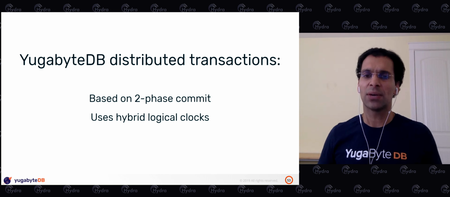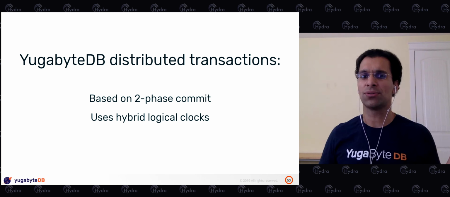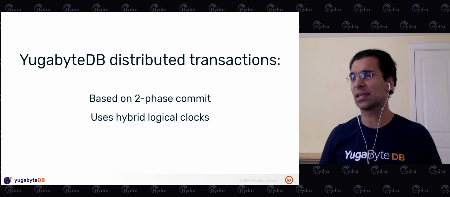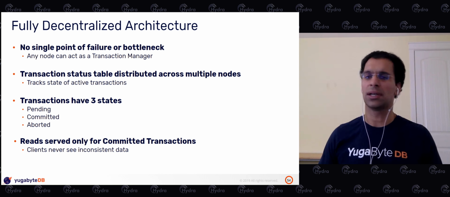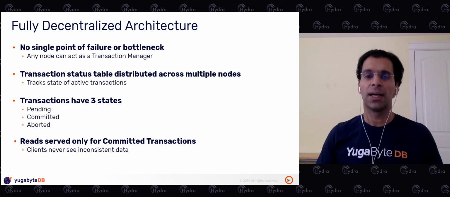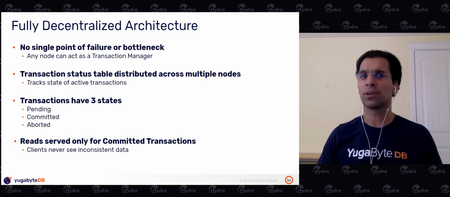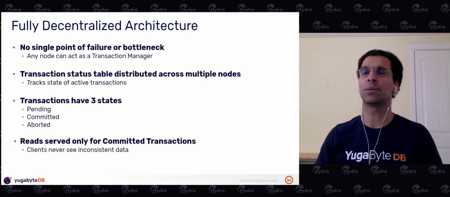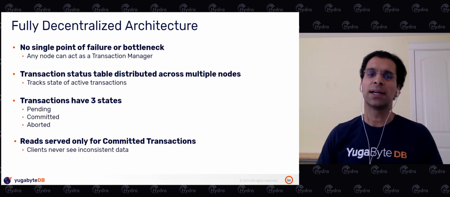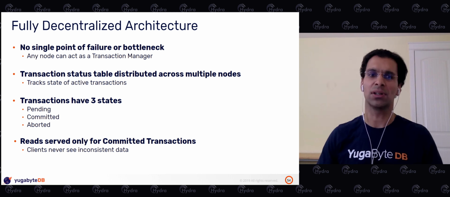Okay, so let's look at how this works. At a high level, as we talked about, it's based on a two-phase commit, and it uses hybrid logical clocks. We'll look at what hybrid logical clocks are a little later, but let's look at how the overall transactions work. In Yugabyte, the transaction architecture is fully decentralized, so there's really no single point of failure or single bottleneck. There's no timestamp oracle, there's no one entity dealing with transactions. It is distributed. In order to track transactions, there is a transaction status table, which is also a distributed replicated table across all the nodes.